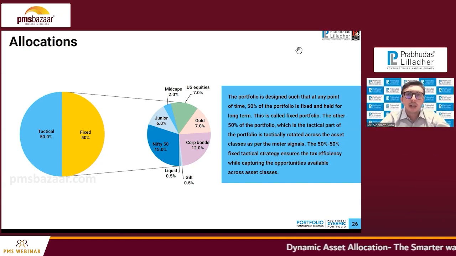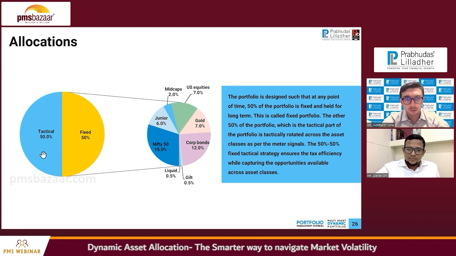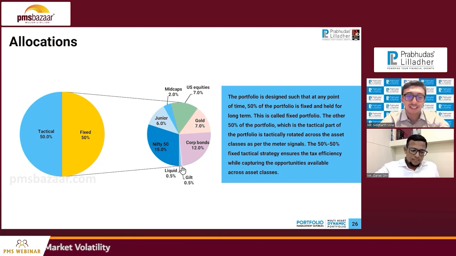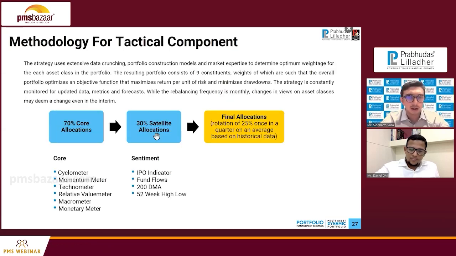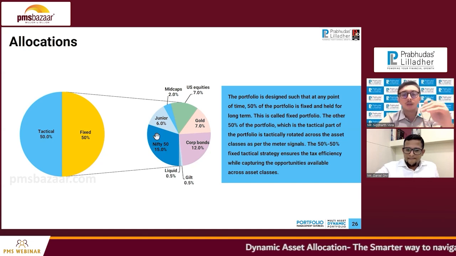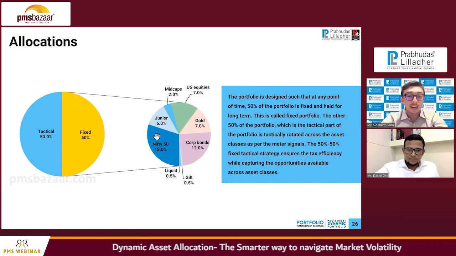Sure. So this is how the asset allocation works. Very clearly, I'm going to be able to explain it. There are two components to the portfolio: a fixed component and a tactical component. The fixed component includes all these asset classes such as the Nifty 50, the Nifty Junior, the mid cap, US equity, gold, corporate bonds, gilt, and liquid in a certain predefined ratio as per our model. The fixed component is long-term in nature, and that changes only once in a year if our model captures a huge regime change. So the fixed component is your long-term capital tax component, and the tactical component, which is the other 50%, is dynamic in nature.